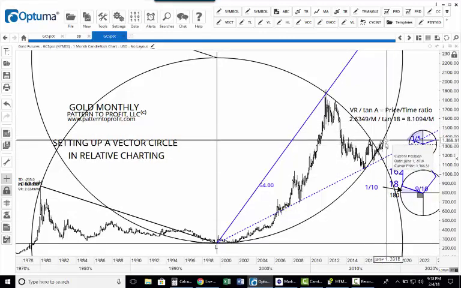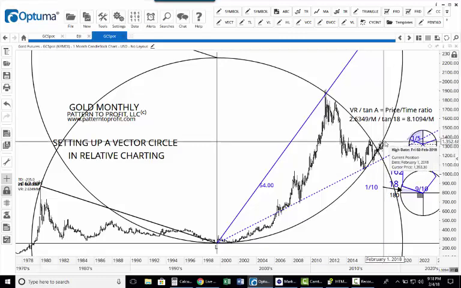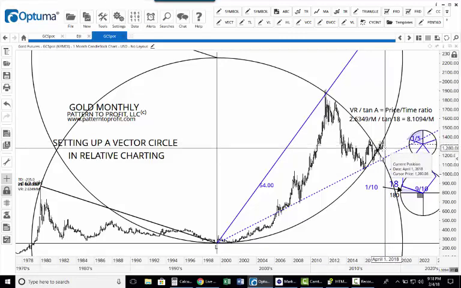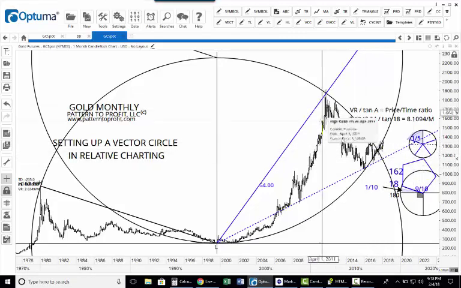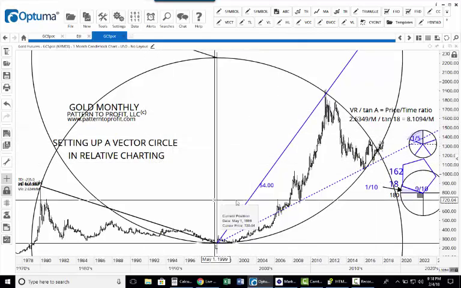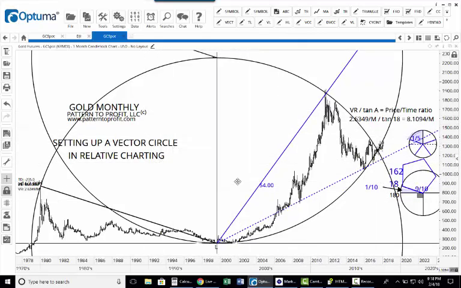I am a little interested in seeing what happens here. Expect maybe a smaller correction if we don't just blast through the circle. But overall, this is a bullish picture. So interesting stuff. And that's setting up a vector circle in relative charting. And look out for some more work we'll be doing in this kind of environment. And thanks for watching.